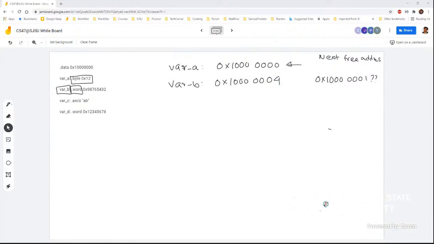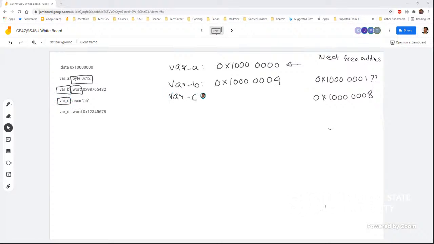So now what is your next free address? Not this one. Wait a minute. Var B starts at address 0004, and it will occupy 4 bytes. A word is 4 bytes long, so it will occupy address 4, address 5, address 6, and address 7. So the next free address is going to be 10000008. Now we come to var C.